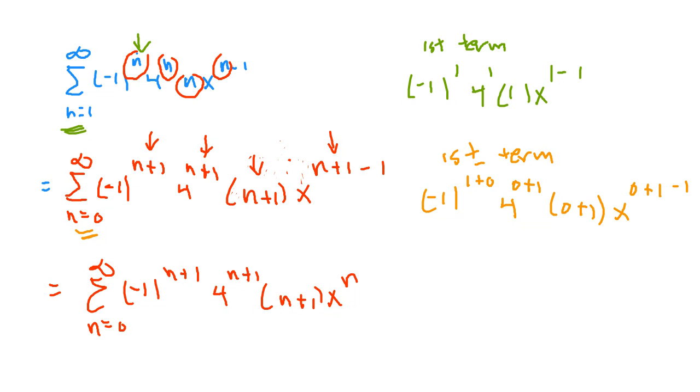It's a match. So you see, the index started at n equals 1. If you lower the index by 1 to n equals 0, you have to raise the powers by 1. It's just important that you see that.